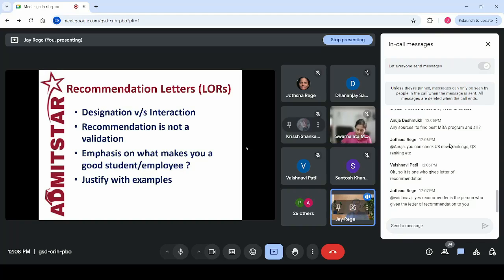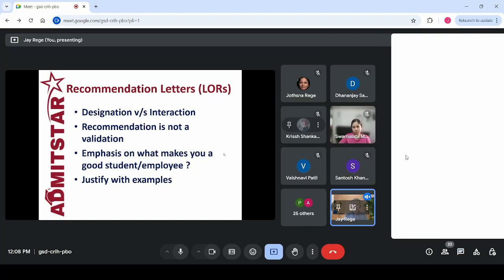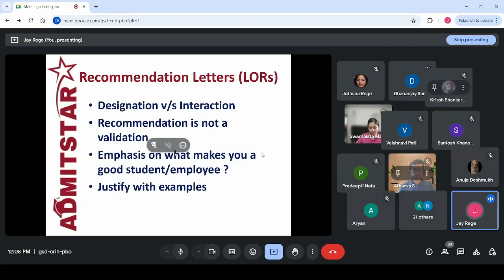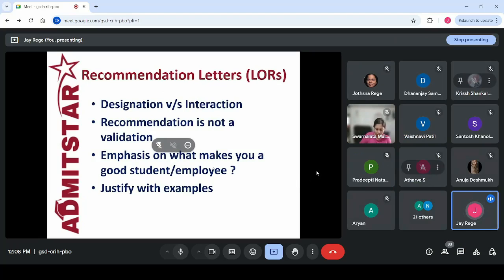So Anuja, the best source, of course, is US News rankings. They are good. Look at Financial Times rankings also for MBA programs. They give you global information about this. Anuja, if you need this information, maybe you just connect with me on WhatsApp later. I'll share some links with you for the MBA.